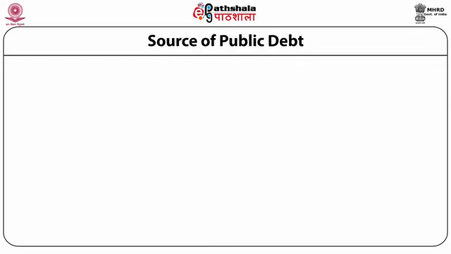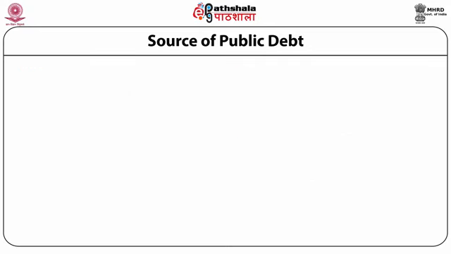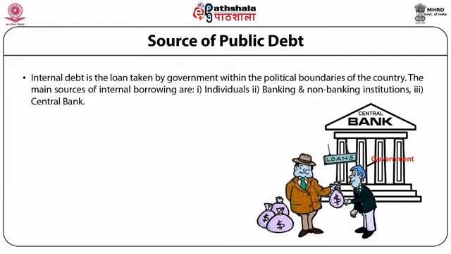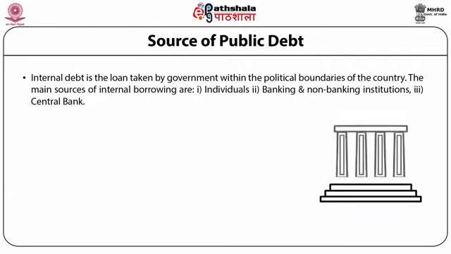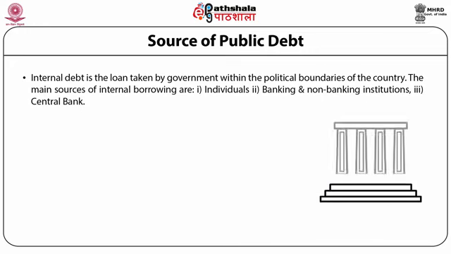Sources of public debt. Now the question comes, from where does the government borrow, or what are the different sources of public debt? There are primarily two sources of public debt: internal and external. Now let's talk in more detail about the two sources. When the debt is borrowed from internal sources, it becomes internal debt, and when it is borrowed from external sources, it becomes external debt. Internal debt is the loan taken by the government within the political boundaries of the country. The main sources of internal borrowings are individuals, banking and non-banking institutions, and the central bank of the country.